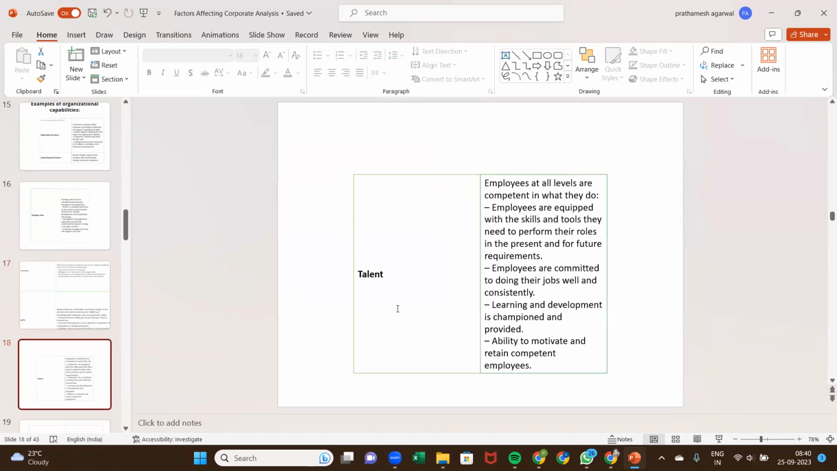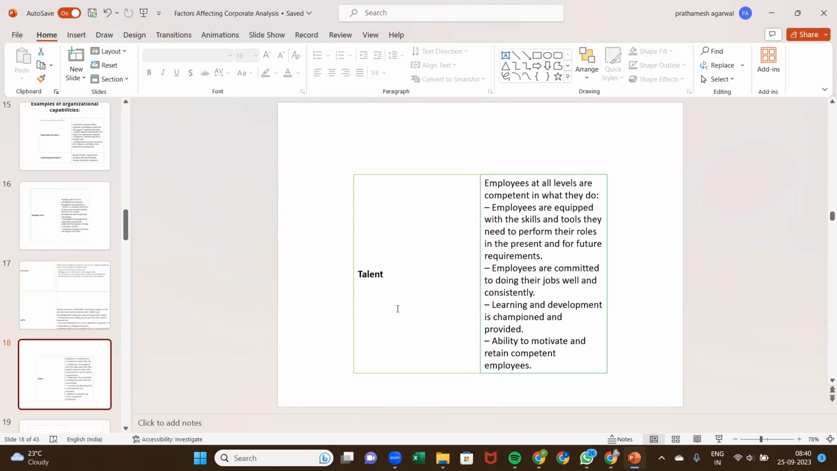All right. Next is talent. We all are talented. Employees at all levels are competent in what they do. Employees are equipped with the skills and the tools they need to perform their roles in the present and for future requirements. Employees are committed to doing their jobs well and consistently. Learning and development is championed and provided. Ability to motivate and retain competent employees.